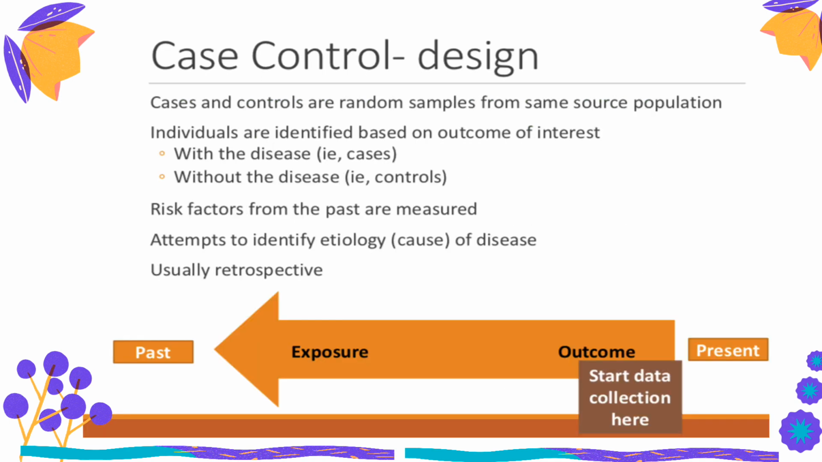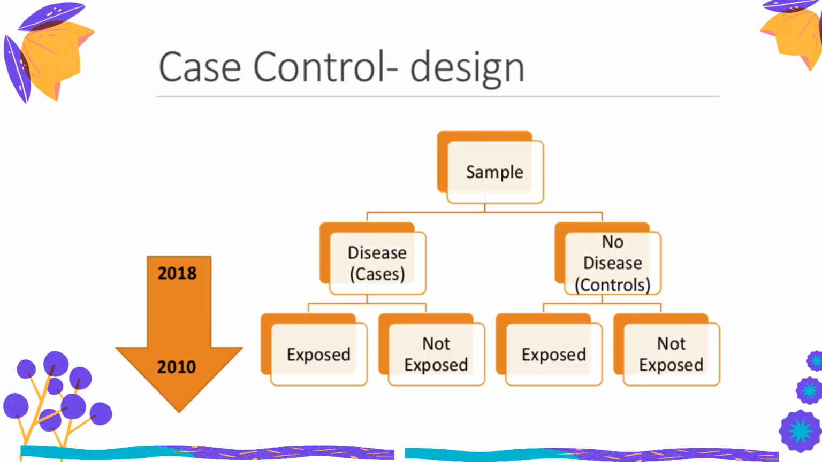The next analytical observational research study design is the case control design. Cases and controls are random samples from the same source population. Individuals are identified based on the outcome of interest. The ones with the disease are called cases and the ones without the disease are the controls. Risk factors from the past are measured using case control, and it can attempt to identify etiology or cause of disease. Usually, case control design is retrospective.